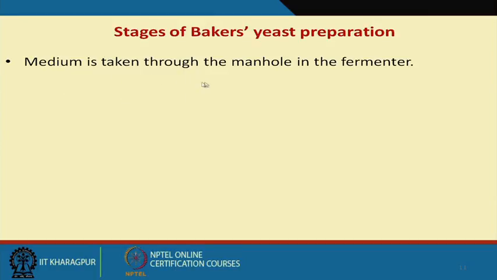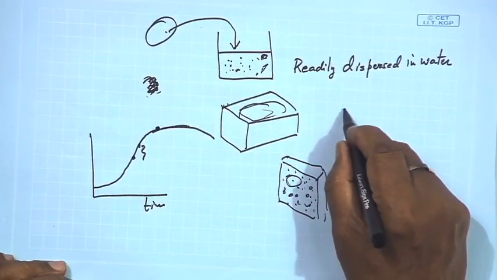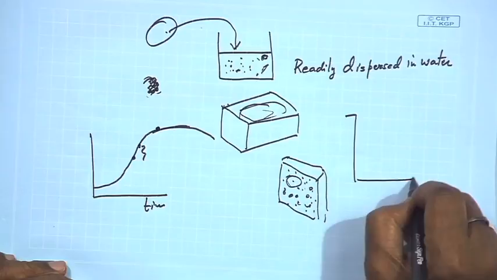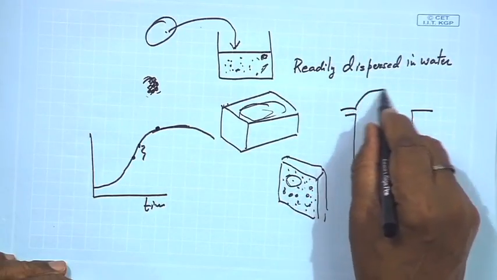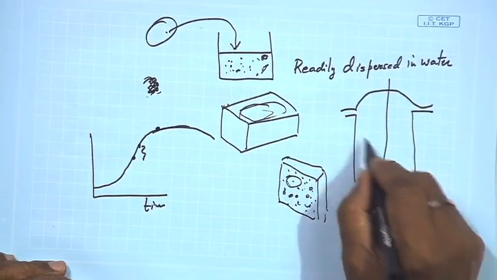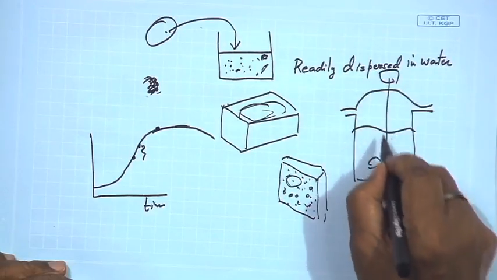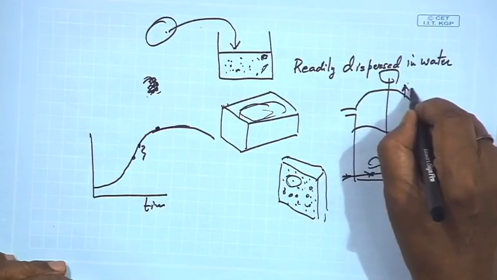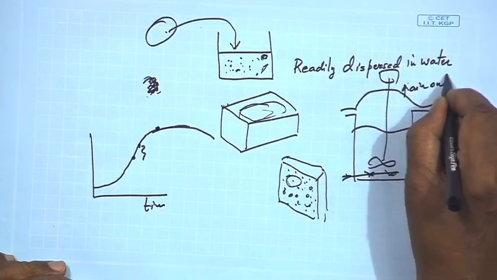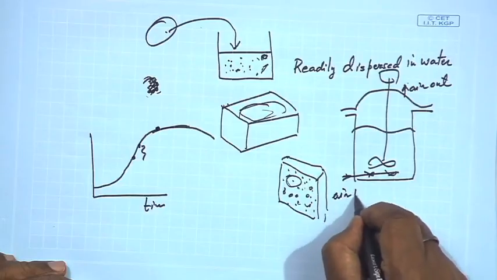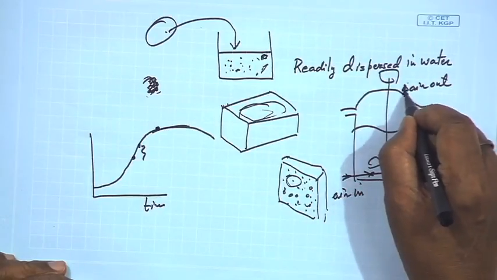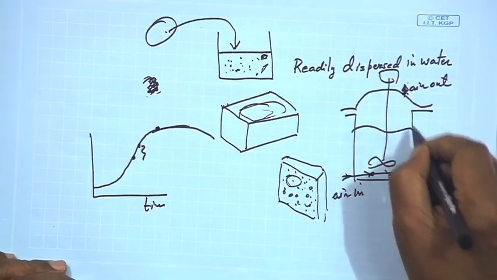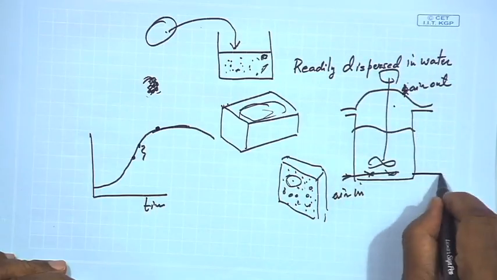Then the media is taken through the manhole of the fermenter. Suppose this is the fermenter, and this is the aerobic fermentation process. So this is air out, and this is air in. We close this valve. If you close this valve, then the air pressure will build up.